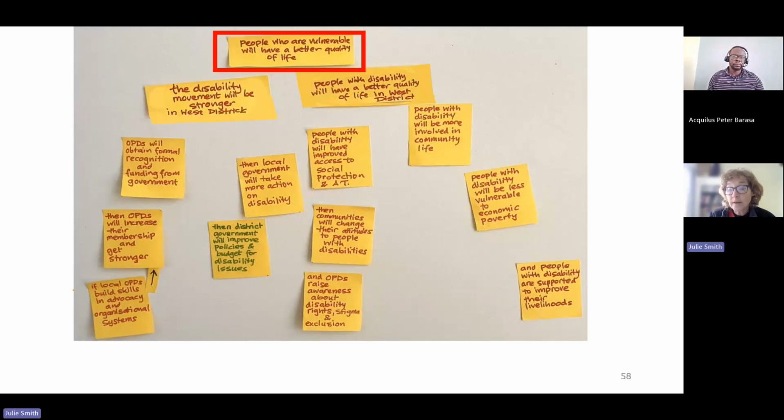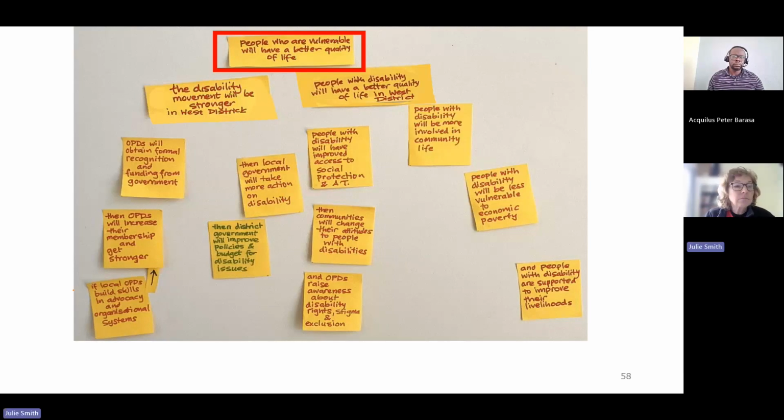Okay, and then right at the top, you've got what we call the overall objective of the project. So we've written that here, that people who are vulnerable will have a better quality of life. So that's people with disability. Okay, so the kind of thing, okay, that looks okay now.